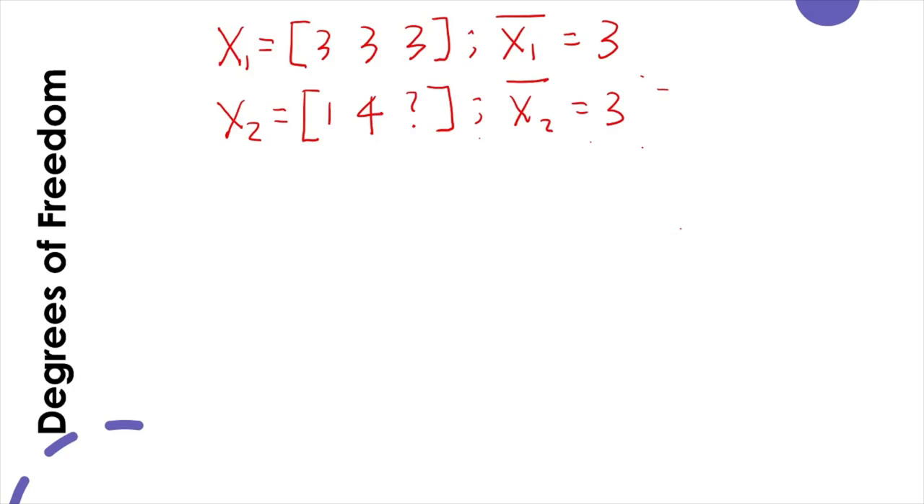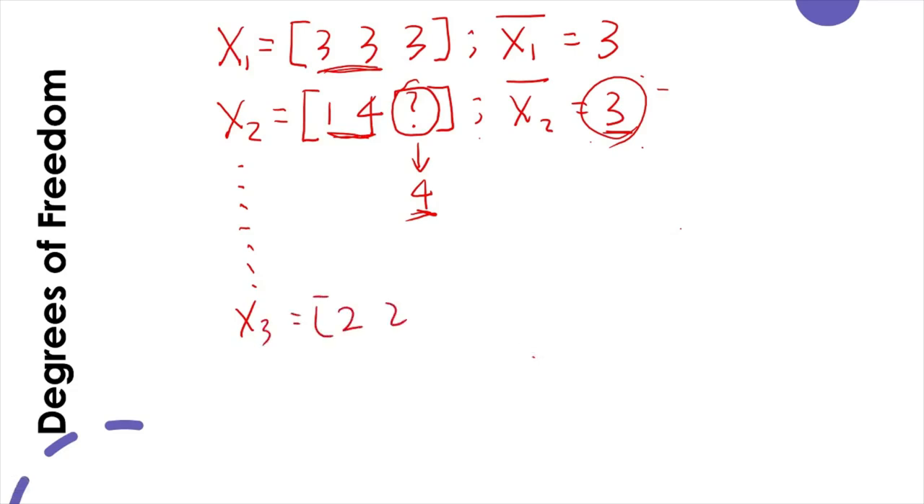So you can freely change the first two members to this one, but once you do that, the value of the last data is fixed to have the same sample mean of 3, right? So in this case, this should be 4, right? To have the same sample mean of 3. So this is determined. So you can have actually millions of these. So say x, 3 was 2, 2. So you can still replace the members until the last one. So once you change the first 2 to 2, 2, then the last one should be 5 to have the same sample mean of 3. And there can be millions of such samples, right?